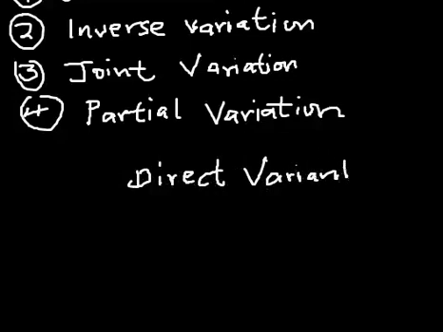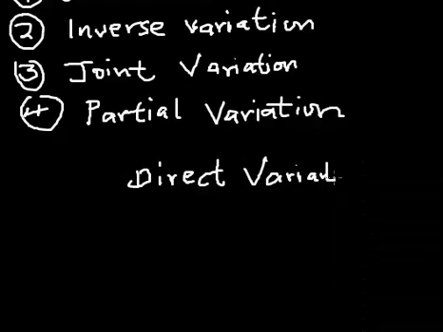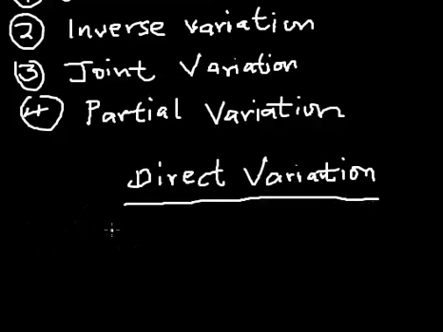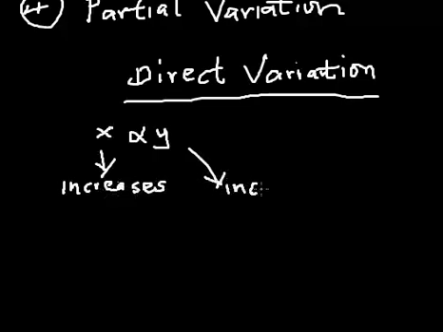When two quantities vary directly, it simply means that those two quantities are related to each other in such a way that if one increases, the other one increases. If one decreases, the other one decreases, and vice versa. For example, if I say x varies directly with y, it simply means that when the value of x increases, then definitely the value of y will also increase. So that is called direct variation.